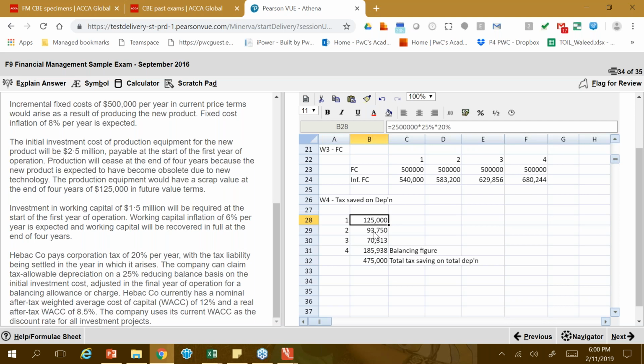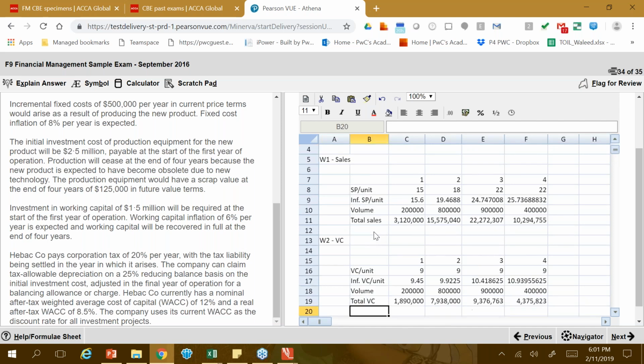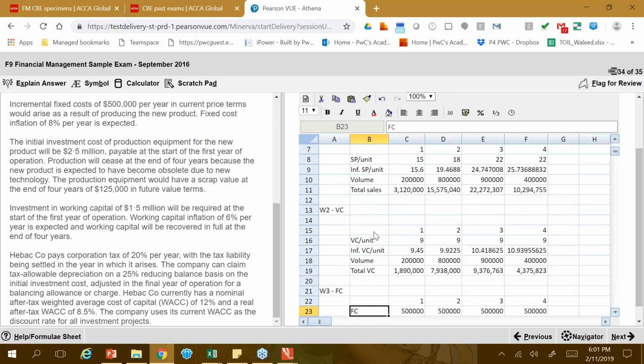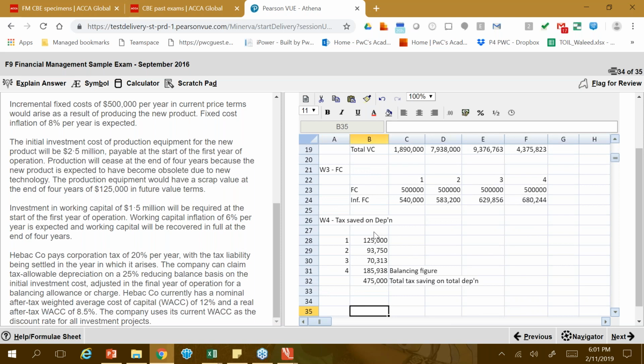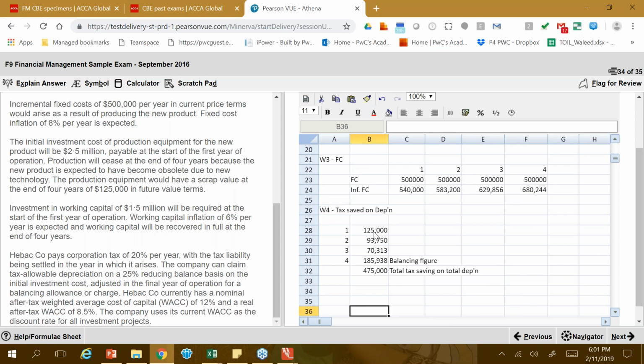So far, I have now secured 6 marks out of 12: 2 marks for the sales, 1 mark for the variable cost, 1 mark for the fixed cost, and then 2 marks for the tax saving on depreciation. The next thing is working capital. So let's just finish that as well.